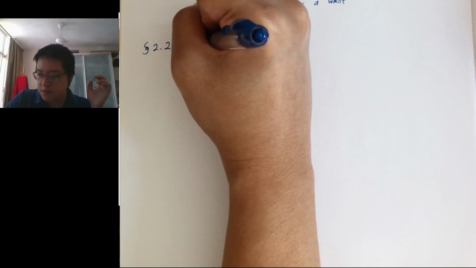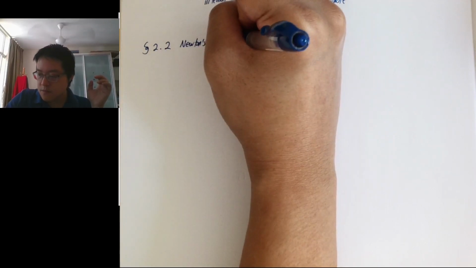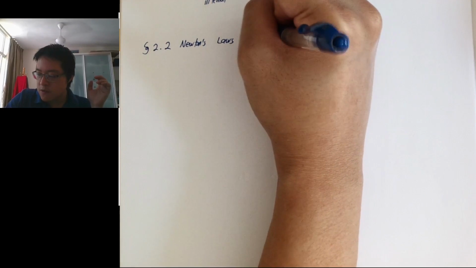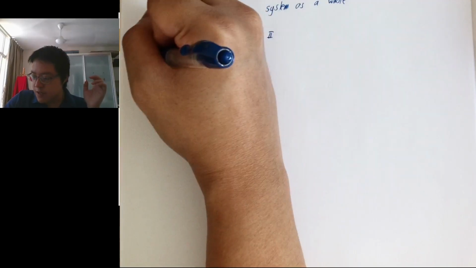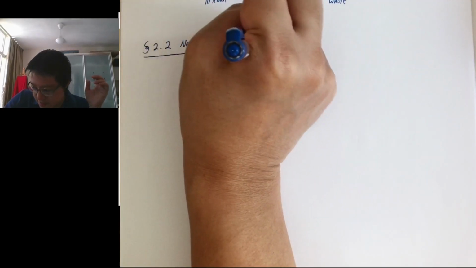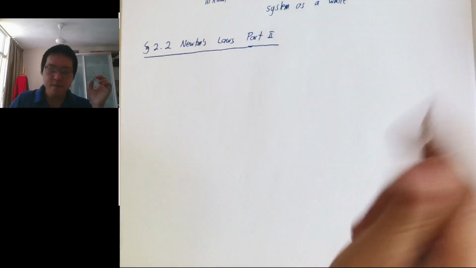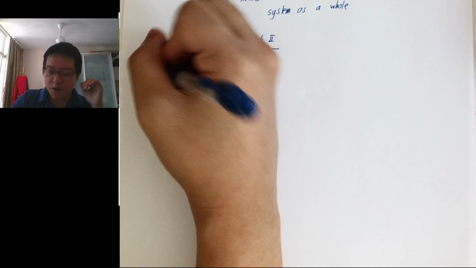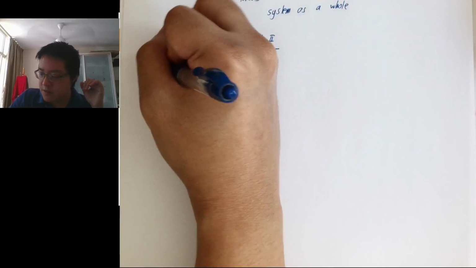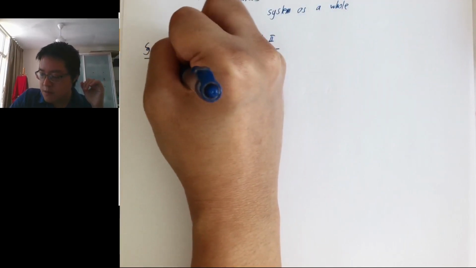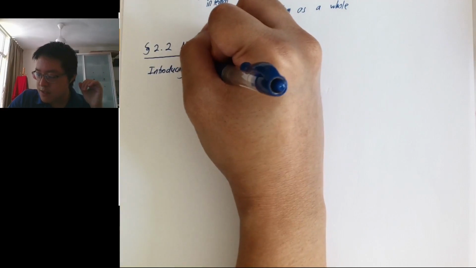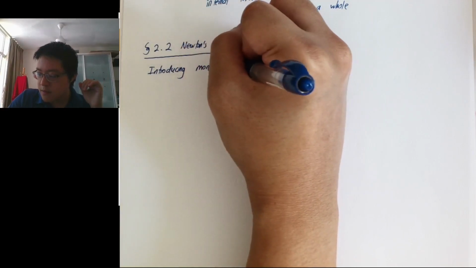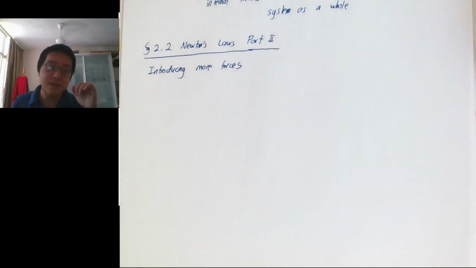Newton's laws, part 2. Part 2 is where things get more interesting and more complicated. Now that we have learned Newton's laws already, we look at more complicated forces. So we are introducing more forces besides just the standard three, because for the standard three, all the examples that we've been solving are very simple.